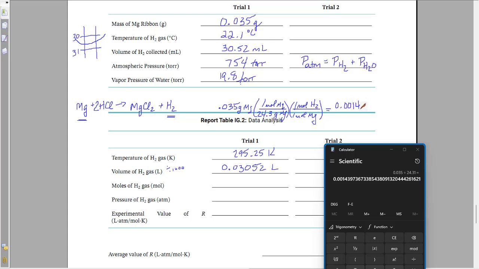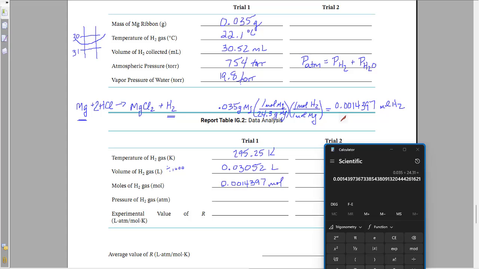So yes, by significant figures, I should stop at 2, but this isn't a final answer, right? So 0.0014, maybe I'll just keep a few more decimal places, okay? And this is moles of hydrogen gas, 0.0014397 moles. Look, if you want to keep 20 decimal places, great, do it. But our final answer will be something like 4 significant figures, right?